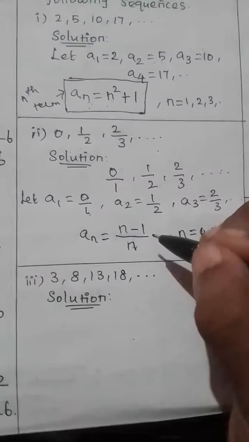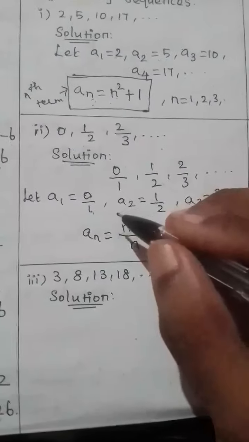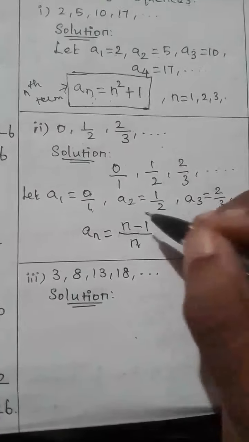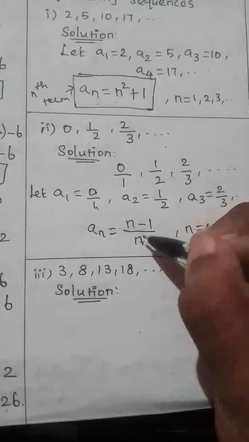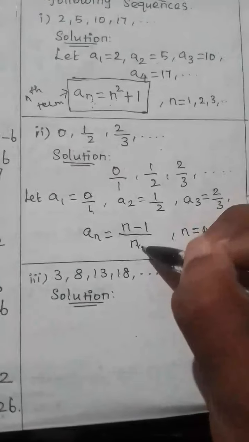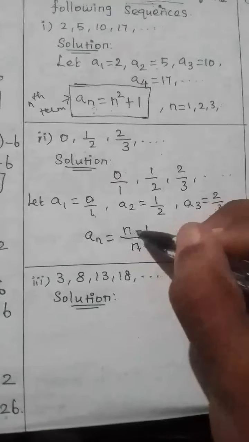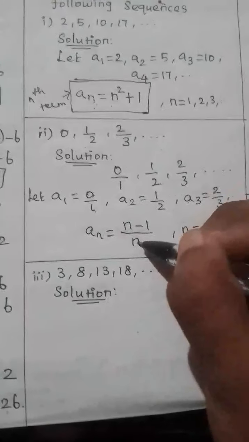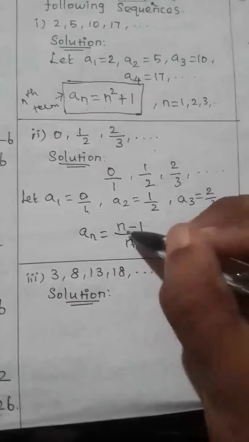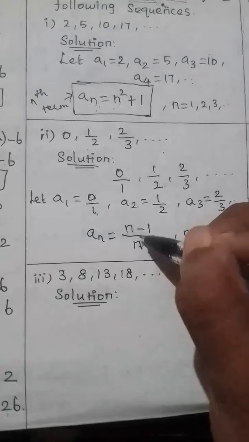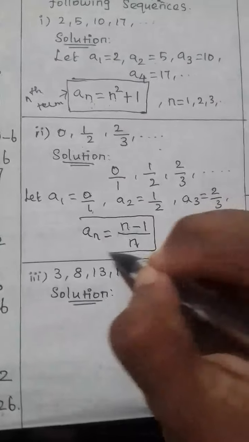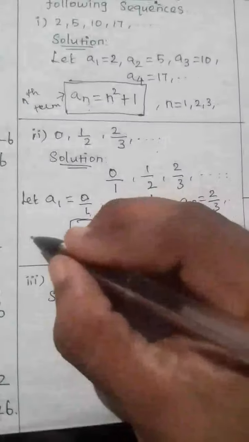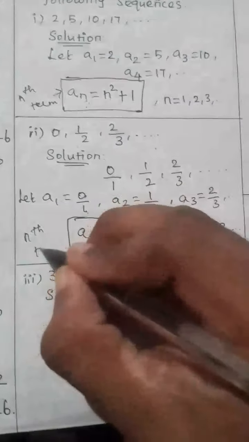We need to check that this general term is suitable for all the terms of the sequence. So the first value, n equal to 1, means 1 minus 1 divided by 1, so 0 by 1. The second term means 2 minus 1 is 1 divided by 2. The third term means 3 minus 1 divided by 3, 2 by 3. So our general term, or nth term, of the sequence will be n minus 1 by n.